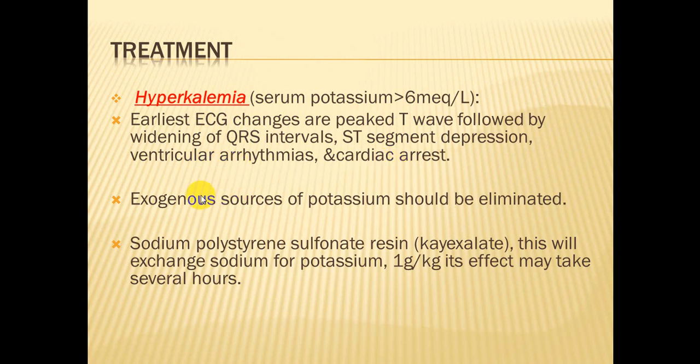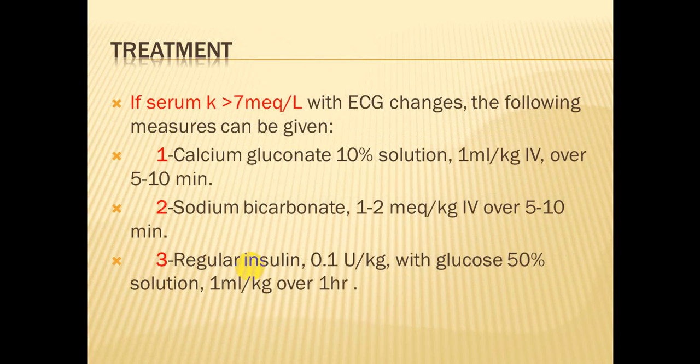So as the first and early part of management of hyperkalemia, exogenous source of potassium should be eliminated. We give sodium polystyrene sulfate, meaning resin, Kayexalate. This exchanges sodium for potassium, and it is given 1 gram per kg, and the effect may take several hours. You know, sodium is the most abundant cation extracellular, while potassium is intracellular. So this shifting between potassium and sodium is one of the actions of the resin.